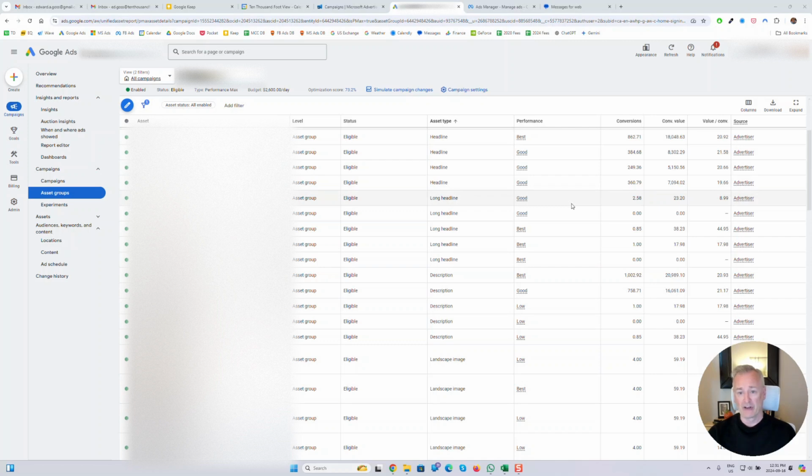So prior to now in PMax, when you looked at your asset report, it really would just show you a relative performance number, or not number, but Google would essentially say best, good, or low. Or learning, I think, was the other one if you don't have enough data yet. And so you'd have kind of a relative idea of which headlines and images and videos and whatnot are performing best and which ones probably should be swapped out.